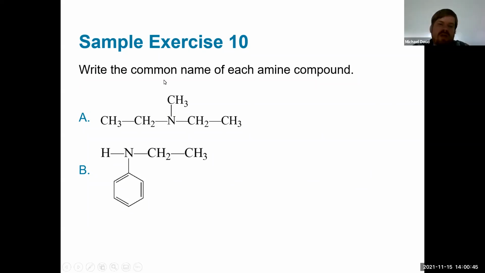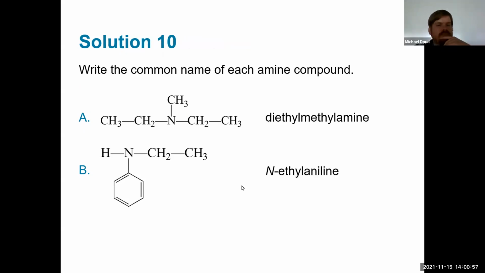So up top, we've got a nitrogen, so it's an amine, and it's bonded to an ethyl group, another ethyl group, and a methyl group. So there are 2 ethyl groups. E comes before M in the alphabet, so diethylmethylamine. Then down here, we have an aniline, right? Because it's a nitrogen bonded to a benzene ring. There's no substituent on the benzene ring, but we have an ethyl group on the nitrogen. So we're going to call that N-ethylaniline.